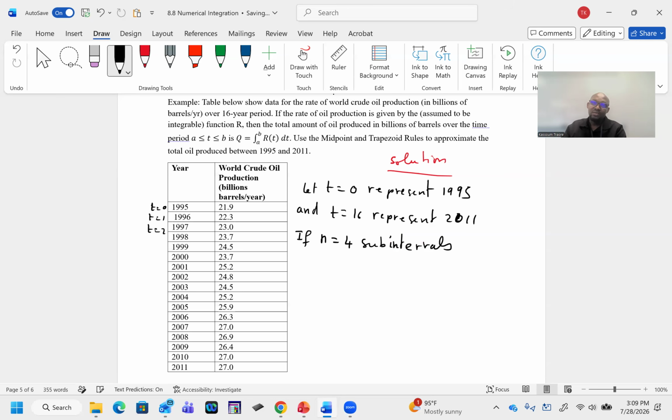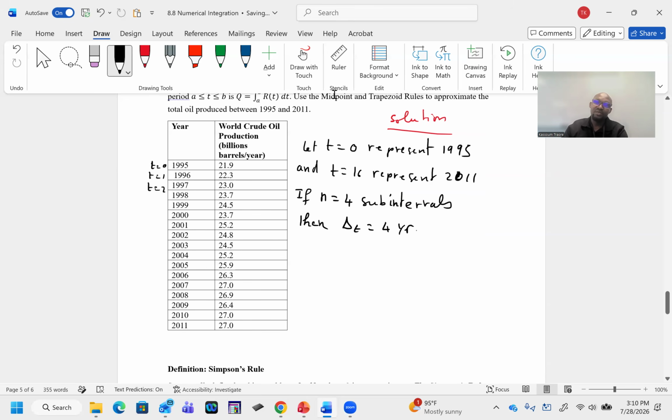Then we know if n is 4, then delta t will be what? It will be 16 minus 0, which is 16, divided by 4. So that will be 4 years, right? So the result for the midpoint will be dividing everything by 4. Since we are practicing, I will start from n is 4 and then we'll go from there, okay?